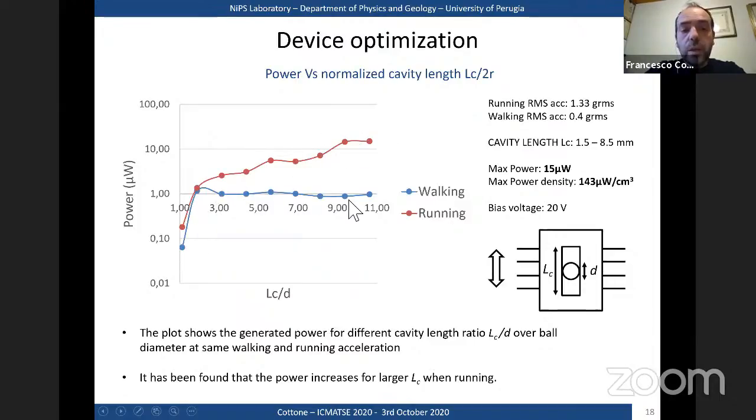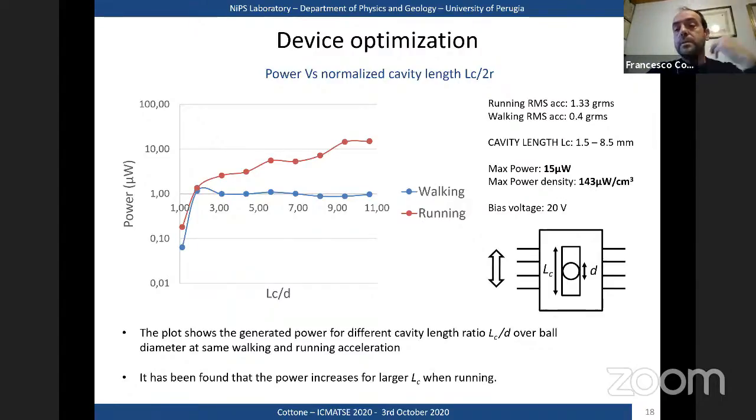But for walking, we have just a baseline. Because of course, for walking people, the ball continuously hits, even at a lower rate, but still provides the same amount of energy that is transferred to the seismic mass. The max power generated reached 15 microwatts, and the power density around 143 microwatt per cubic centimeter.